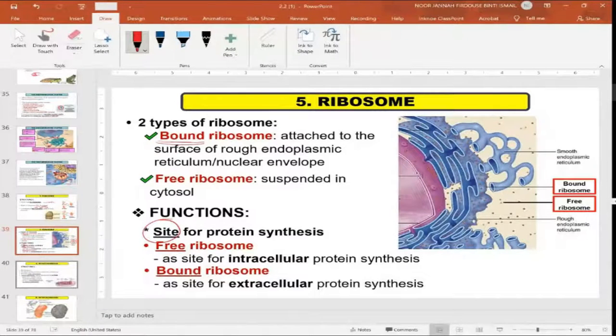Okay, untuk peringkat pembentukan polypeptide tu memang ribosome yang terlibat secara langsung untuk menterjemahkan apa yang kita kopi daripada DNA kita.